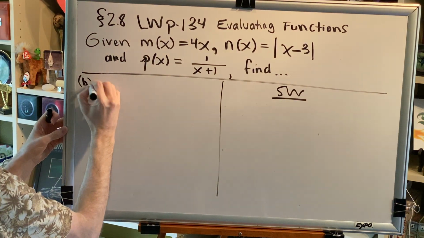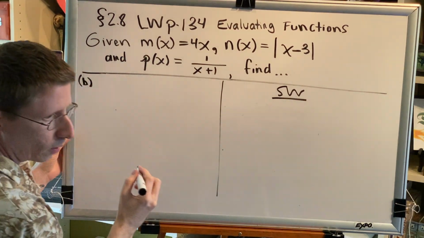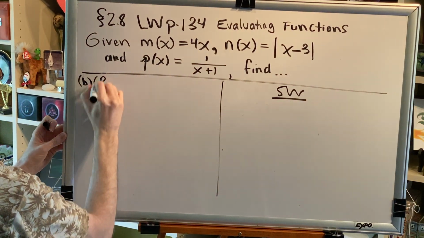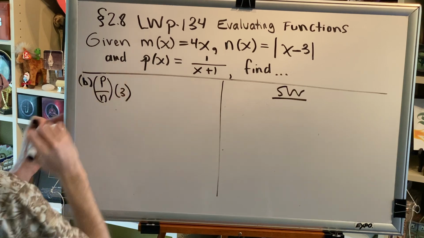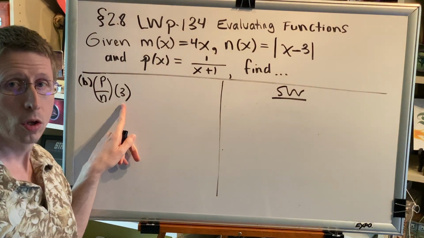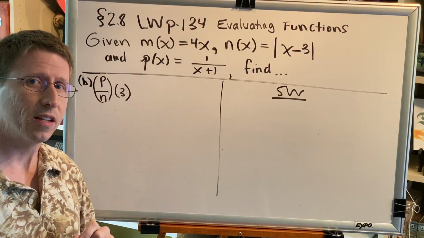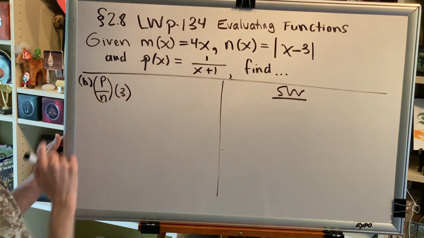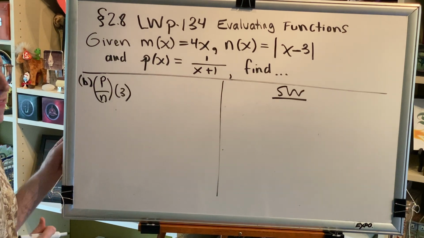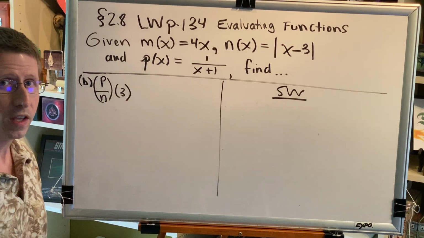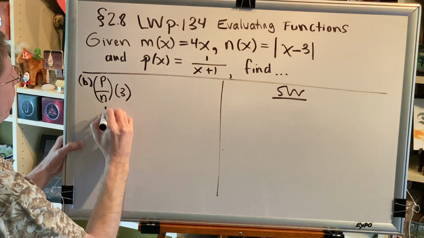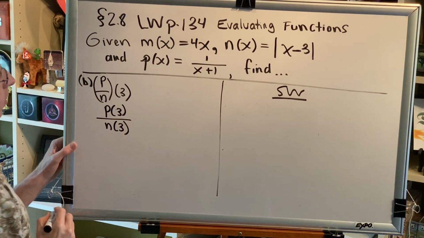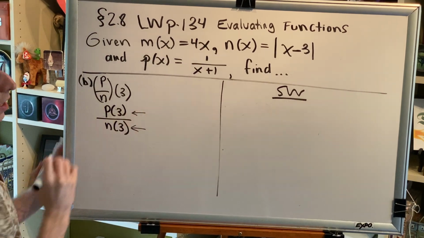Part B. Find p over n of 3. Once again, we see a number here instead of a letter, but the idea is exactly the same as what we learned previously. This means take my two functions, p and n, and divide them, where each one is being evaluated for the input 3. p of 3 divided by n of 3. Let's figure out what both of these are in our side workspace.